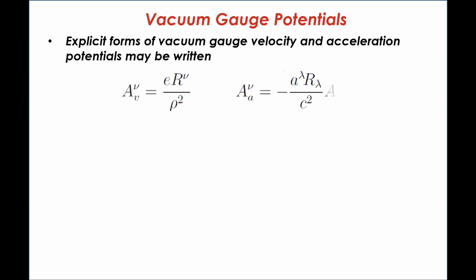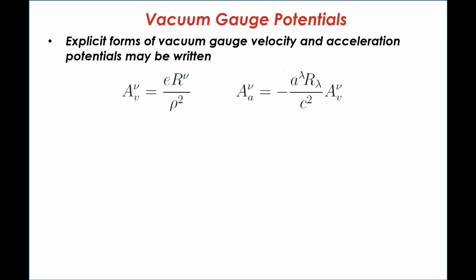Explicit forms of the velocity and acceleration potentials are shown here and have some interesting properties. First, both point along the light cone from the retarded position of the particle to the present time field point. In fact, the acceleration term is proportional to the velocity term. Second, the factor of c squared in the denominator of the acceleration potentials implies that they are a very small correction to the velocity potentials, unless particle accelerations are extremely large.